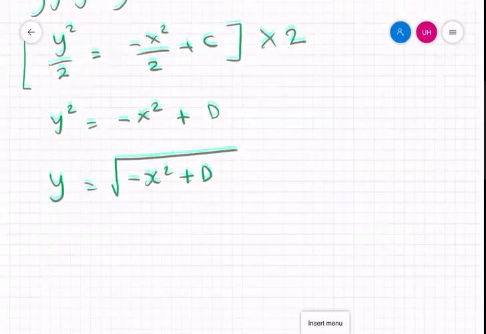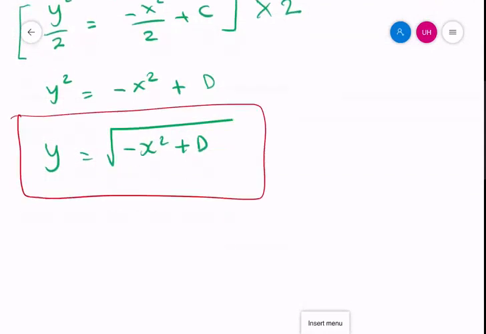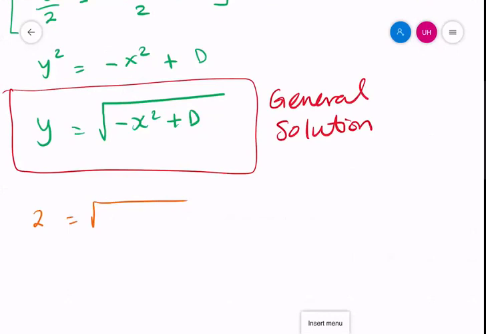Okay, so this is the general solution. But what they want is to find the equation when x is 0 and y equals 2. So we'll substitute y equals 2 and x is 0. So instead of the y, there's going to be 2 equals square root of minus 0 squared, which is 0, plus d.